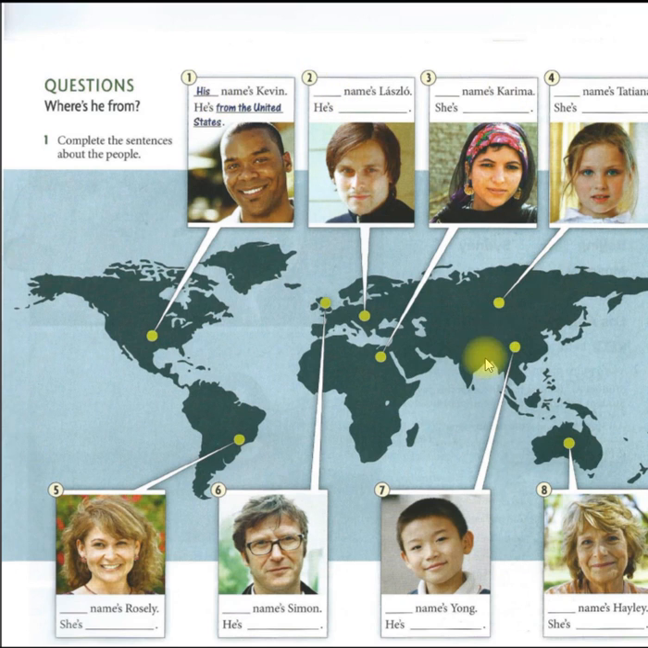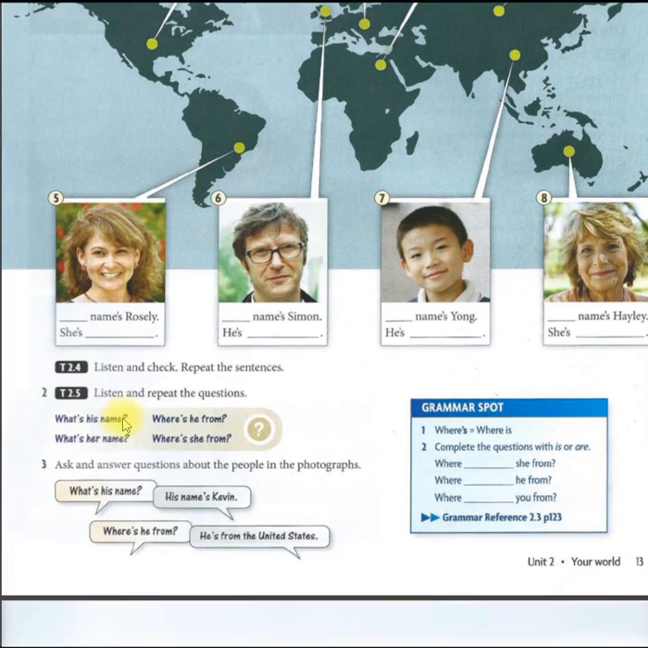So number 2, 3, 4 to number 8, I wish that you could find the names of the countries and fill the blanks. What you have to do is that you write down the pronoun and the name of the country. Okay? Also here you have a listening task. You have to listen and then repeat. If you have the CD, listen, and if you don't have it, this is going to be skipped.